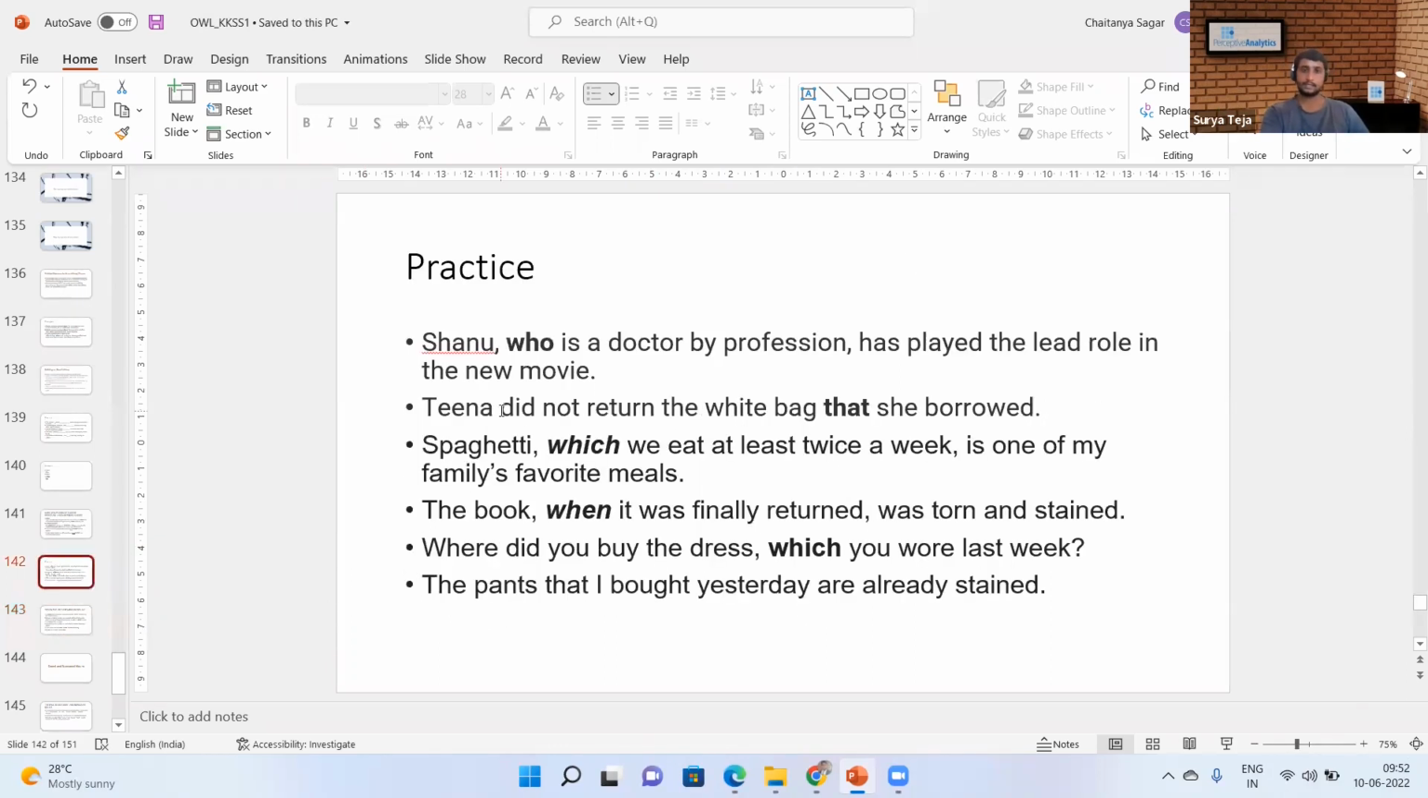So we'll see some other examples also. All of these sentences, I have made some changes to them. We'll see which one is right and which one is wrong, and we'll try to understand this. So to start with, the first sentence here is: Shanu, who is a doctor by profession, has played the lead role in the new movie. Is this sentence grammatically correct, or does it need any changes?